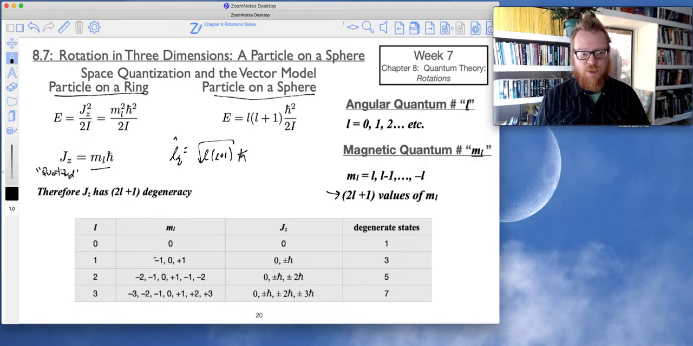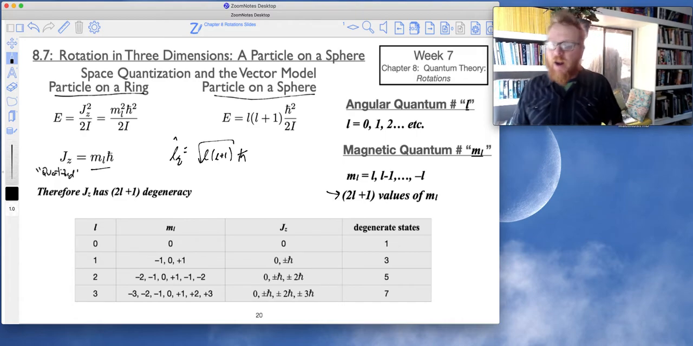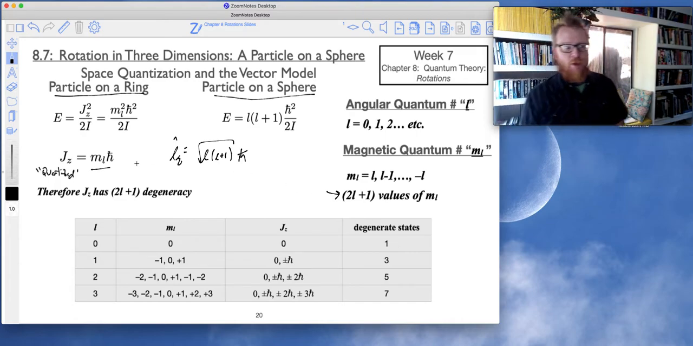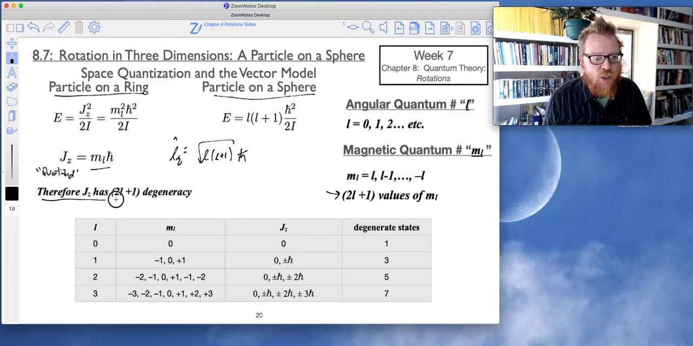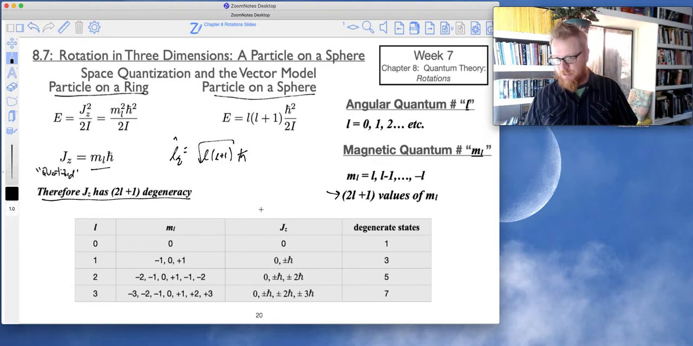So if L is equal to 0, ml has to be equal to 0, meaning JZ has to be equal to 0. And if L is equal to 0, 2 times 0 plus 1 is just 1. So there's only one degenerate state for ml equals 0. So that's what this JZ 2L plus 1 degeneracy is.